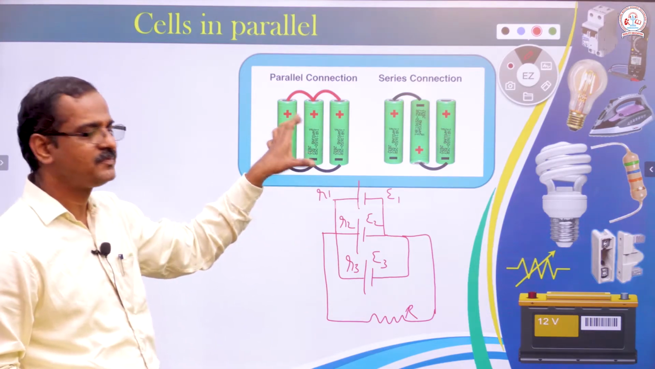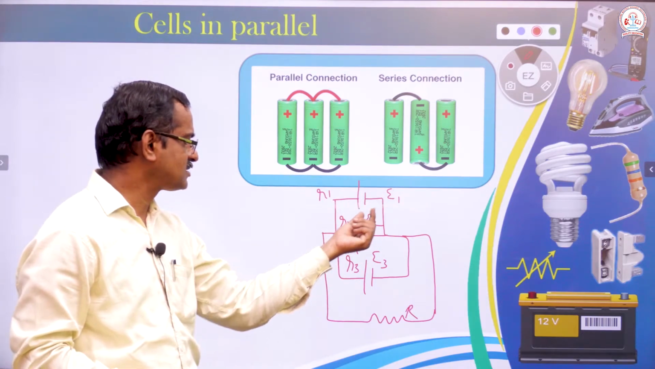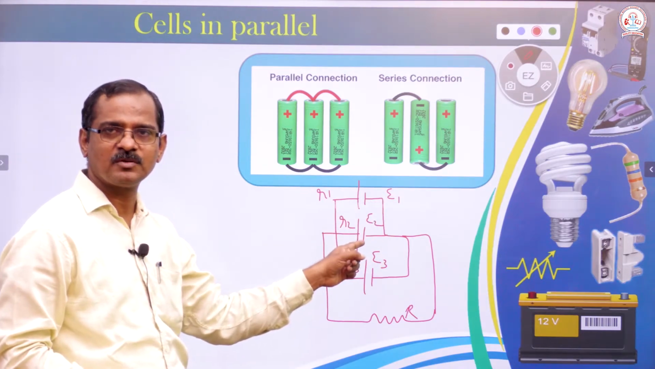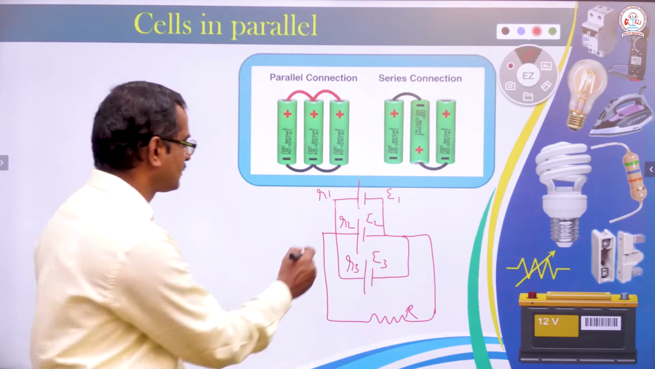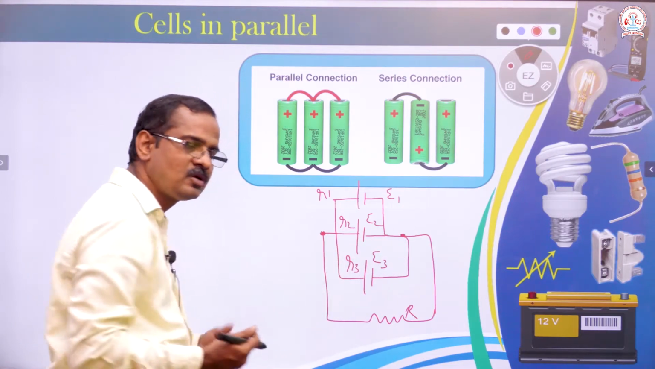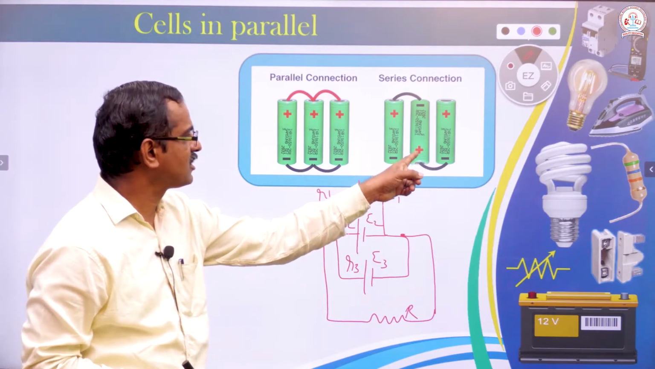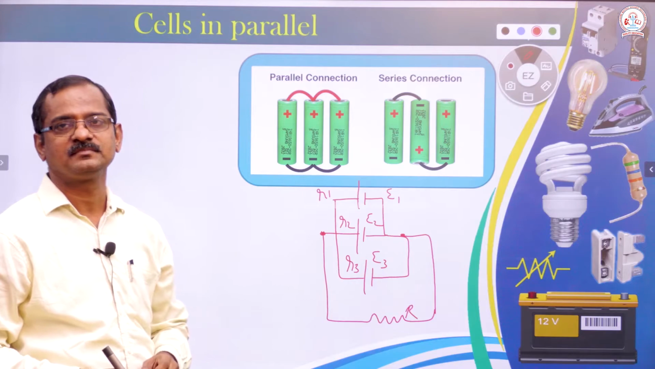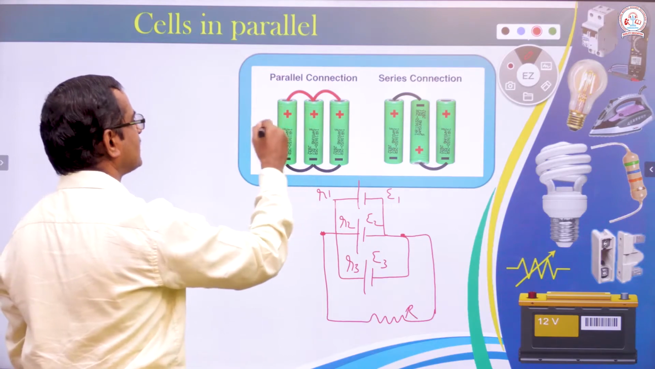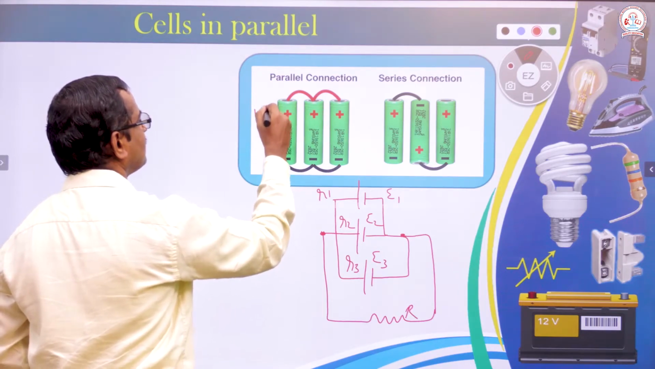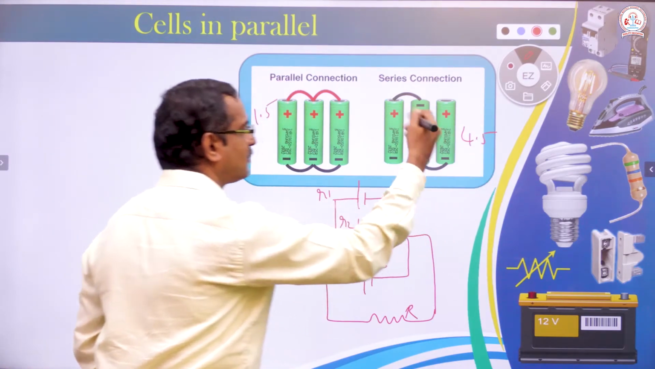In case of parallel connection, the EMF will be the same. For example, if epsilon 1, epsilon 2, epsilon 3 are each 1.5 volts, then the potential difference across the junction will be equal to 1.5 volts only. Whereas if we connect in series, 1.5 plus 1.5 plus 1.5, we get 4.5. Here, if the EMF from a single cell is 1.5, the effective EMF will be 1.5 only. In series connection, the effective EMF will be 4.5, as it is added up.